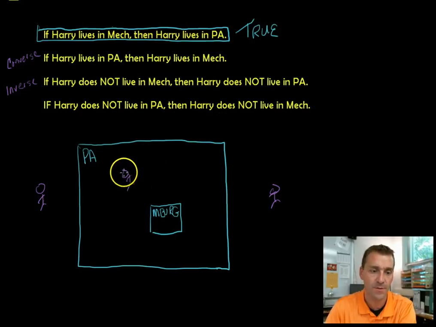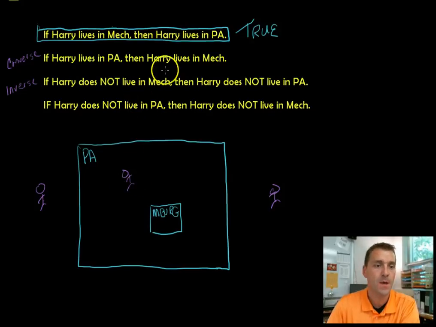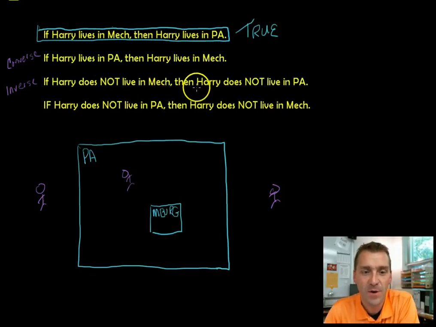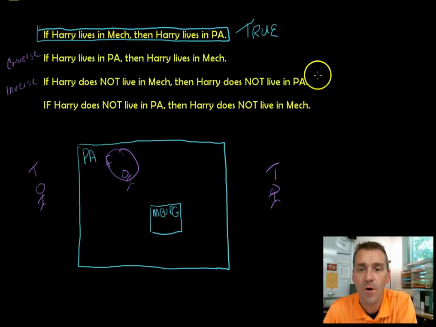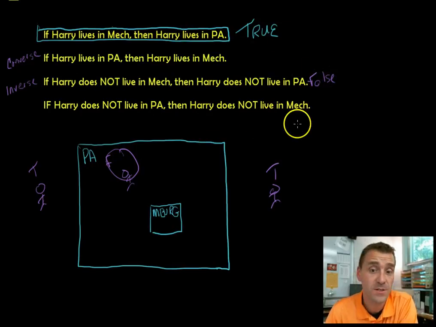Well, I don't know what's happened to his head there. Sorry, it must be windy. Regardless, if Harry does not live in Mechanicsburg, then Harry does not live in PA? Wrong. That's absolutely wrong. This proves it correct. This proves it wrong. And as soon as you find one example that proves it wrong, ladies and gentlemen, that one also is false. So that one doesn't work either.